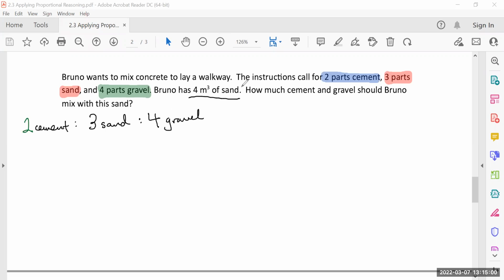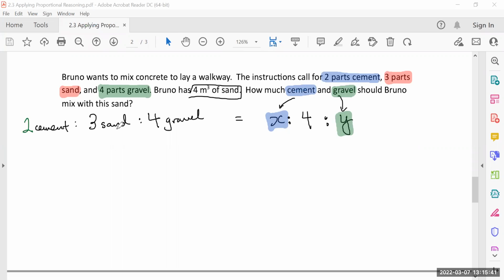They only give you sand. How much cement and how much gravel should mix with the sand? So there are the 2 colors. I am trying to look for my blue, that's right here. I'm also trying to look for my green, which is right here, because they give you the red.